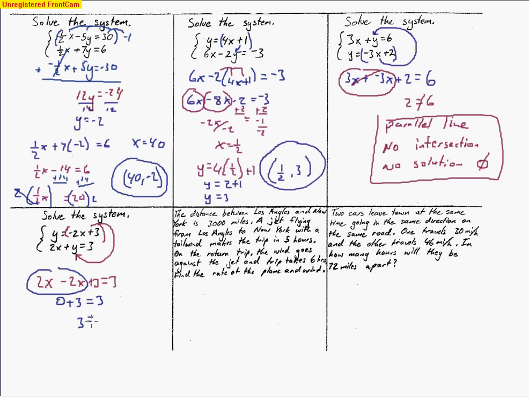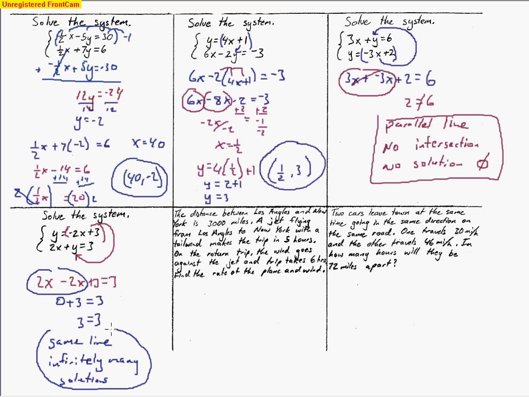So 3 equals 3. So what we have here is when we get those variables to cancel, but this time the numbers are the same, we have the same line. Well, if we have the same line, that means every point on the line is an answer. So we have infinitely many solutions, is what we say we have.